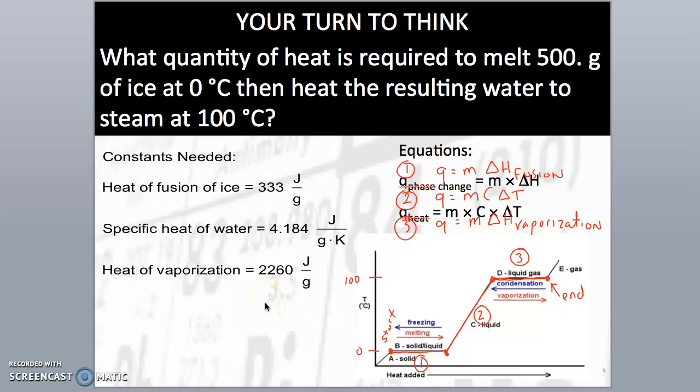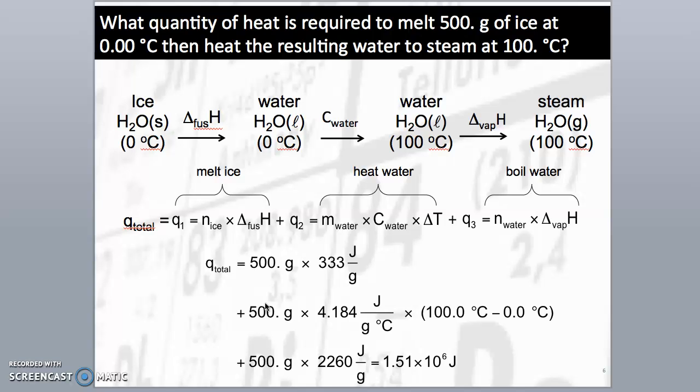And I've got the work here on the next slide, so you can take a look at this. Another good question to practice. If you can do both of those on your own, you're in good shape. Do be prepared for maybe an object that's cooling. And we can use the same diagram. We're just going in the other direction, and be aware of your signs.